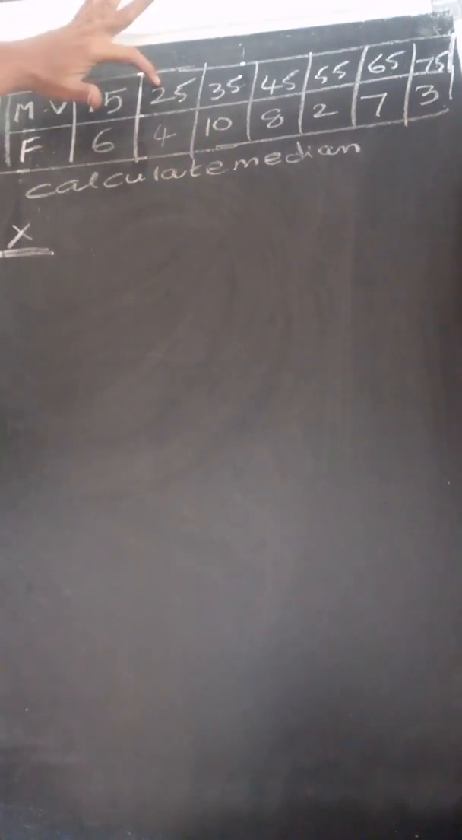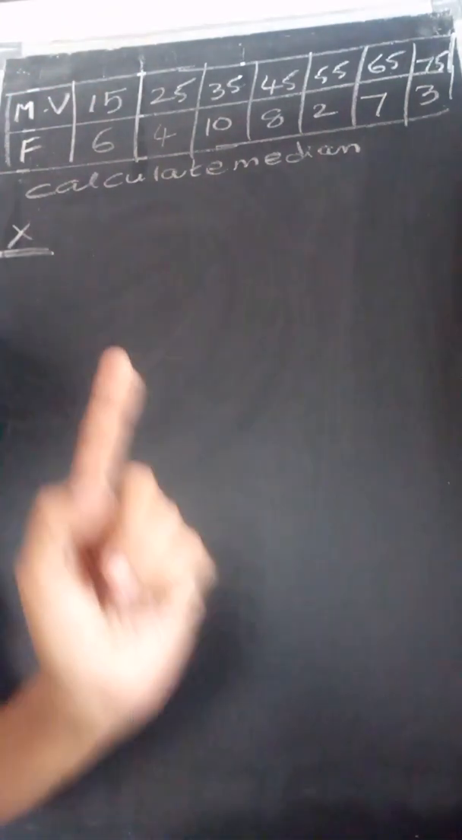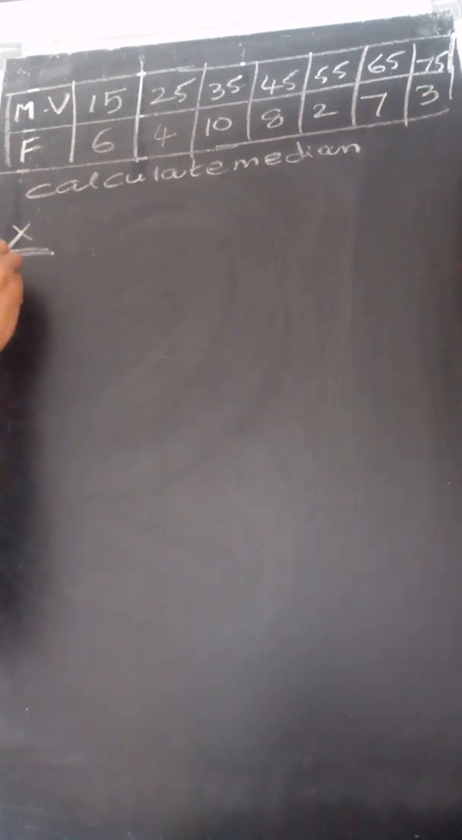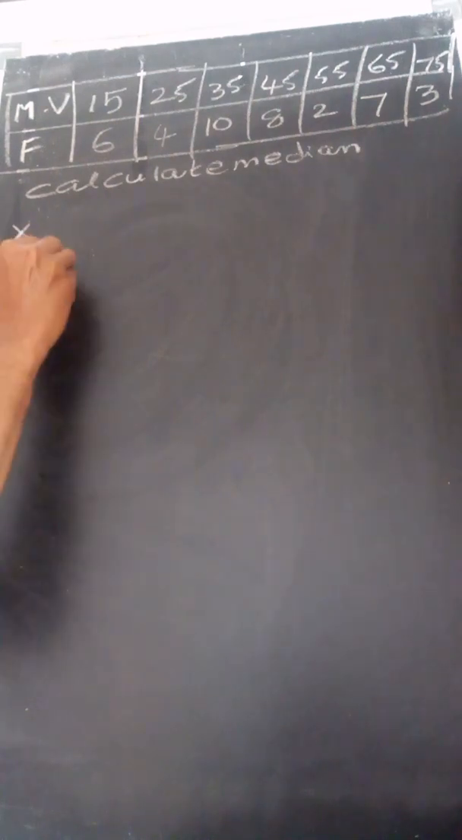15, 25, the difference is 10. 10 by 2 we have to do, which is 5, because that is the difference between any two mid values. So 15 minus 5 is 10, and this will become the lower limit. 15 plus 5 is 20. So 10 to 20.